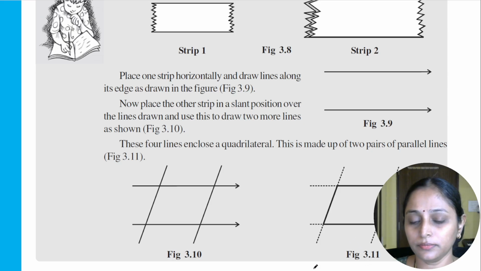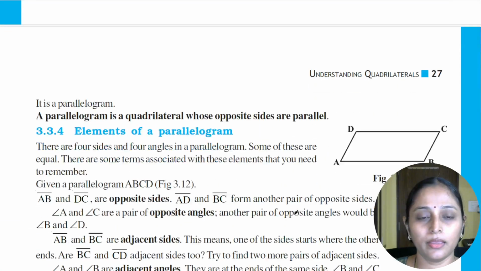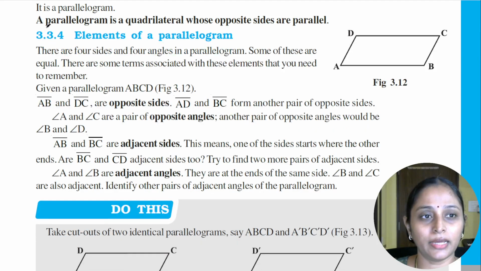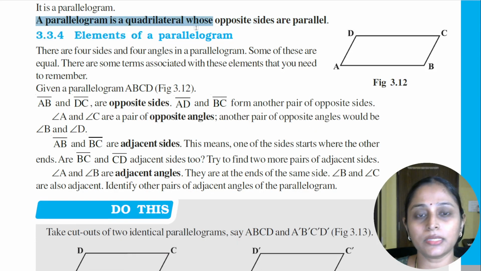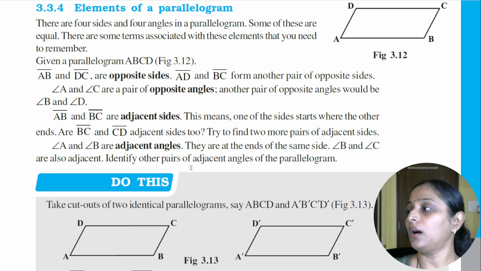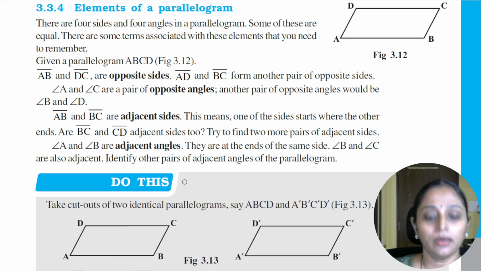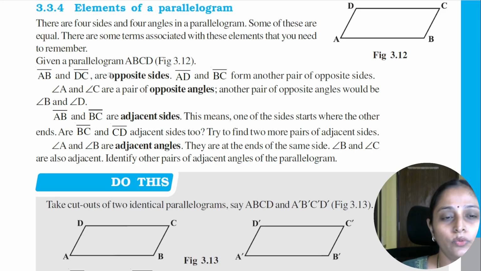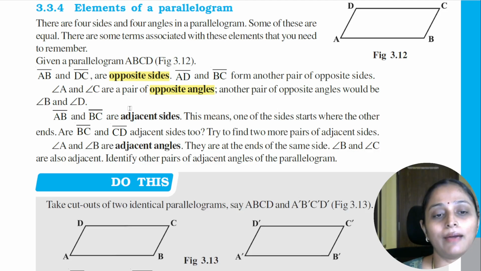Next, moving on, they have given a formal definition after that, saying that a parallelogram is a quadrilateral whose opposite sides are parallel to each other. We will come to elements of a parallelogram. Now, you know that any quadrilateral, for that matter, has four angles and four sides, right? So you know what the opposite sides in a parallelogram are, what the opposite angles in a parallelogram are, and then you have adjacent sides of a parallelogram and adjacent angles.